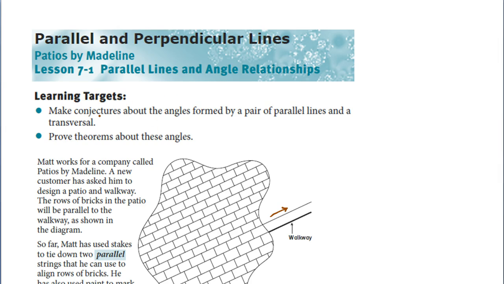So in this lesson, we made some conjectures about the angles formed by parallel lines and a transversal line. There were 3 types that we looked at: corresponding. Our conjecture was they're congruent. We looked at same side interior, and our conjecture was that they are supplementary. And we looked at alternate interior and found out that they're congruent. We even proved one of those theorems.